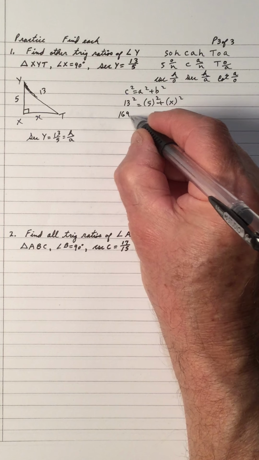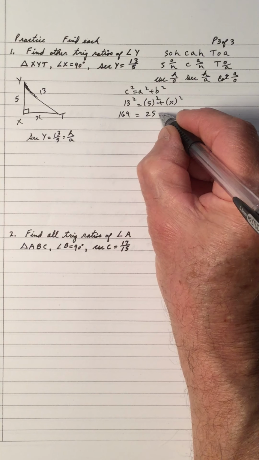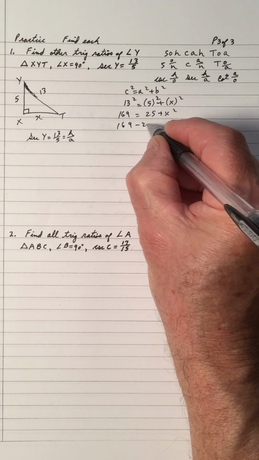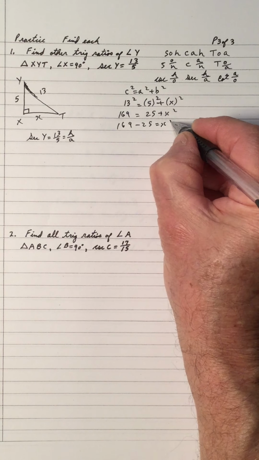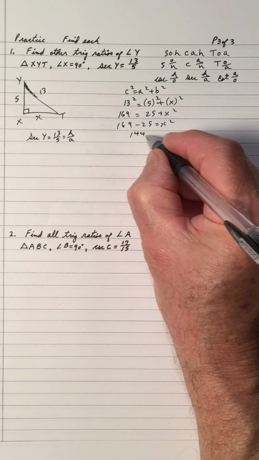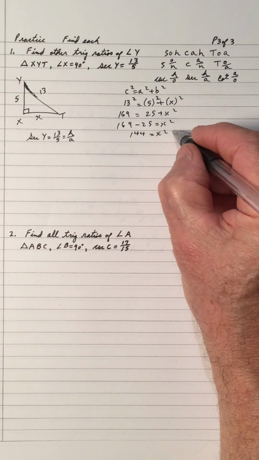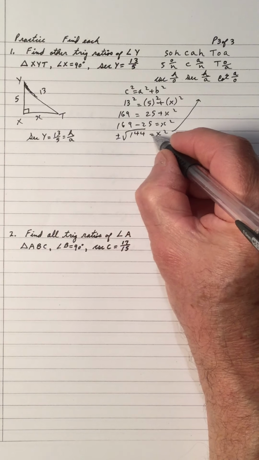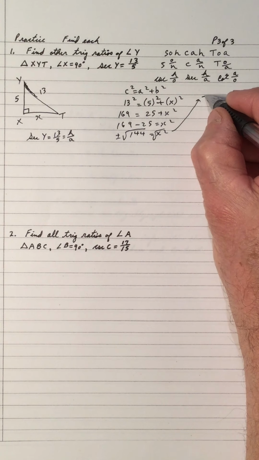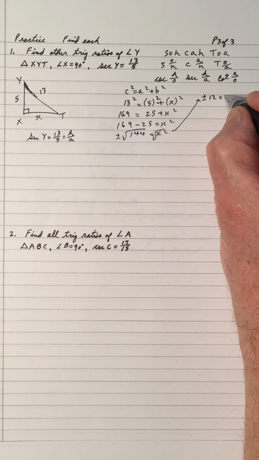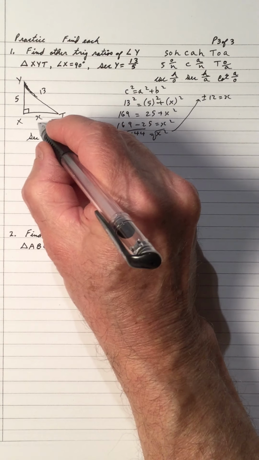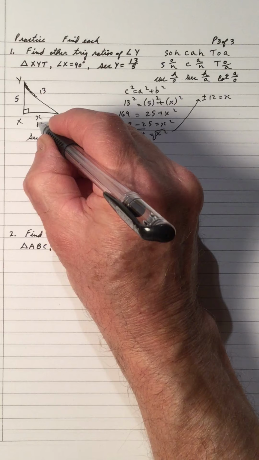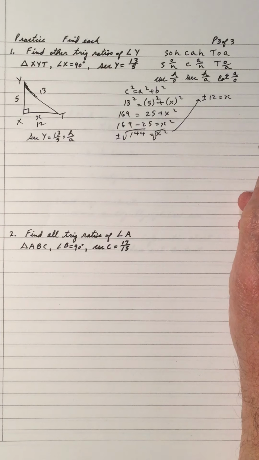So that's 169 when you square 13, and 25 when you square 5. So 169 minus 25 is X squared. 144 is X squared. Square root, plus minus the square root of X squared is plus minus 12 equals X. So the other side is plus minus 12, but we can't have a negative, so it has to be 12.